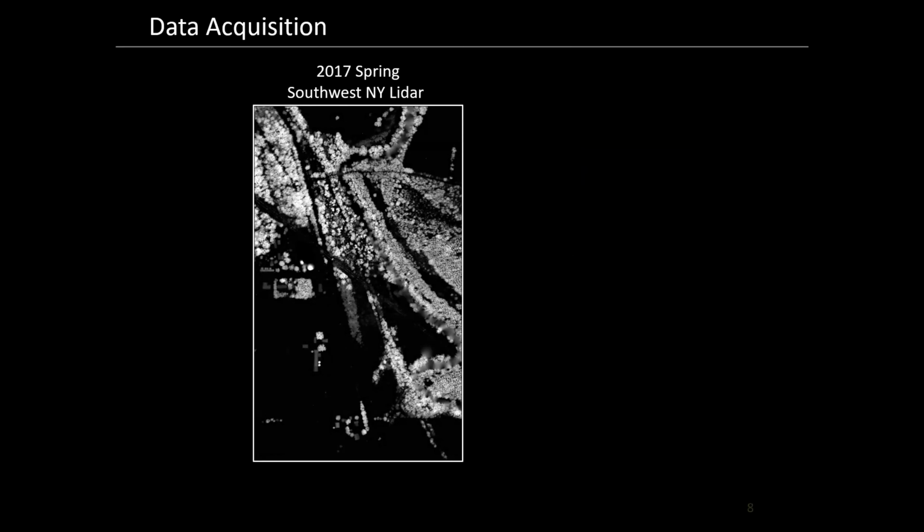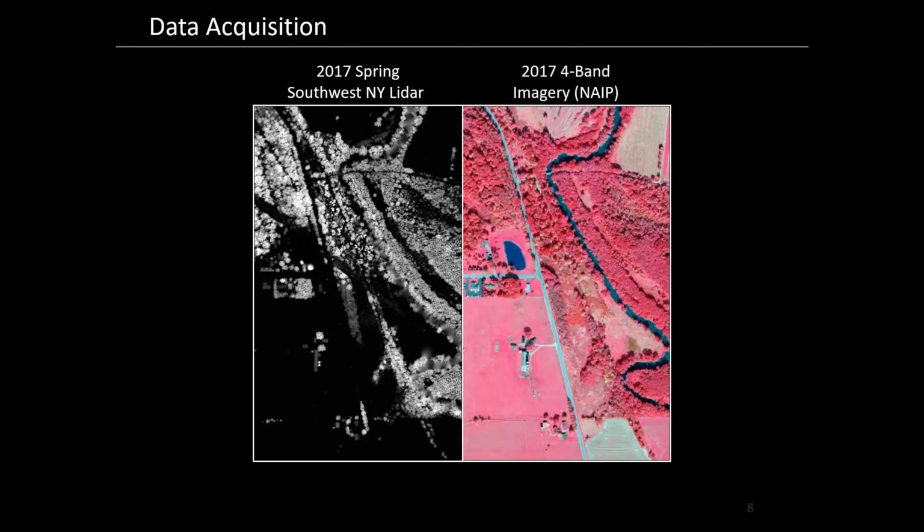The study uses two main primary data sets as the foundation of the rule set analysis. First, on the left, I have LiDAR data, and then on the right, I have an image of the 4-band NAIP imagery. Both were from 2017. The LiDAR data was collected between the spring of 2017 all the way through the summer, and then the NAIP imagery is summer 2017. So I was very lucky to get some very recent imagery and elevation data.